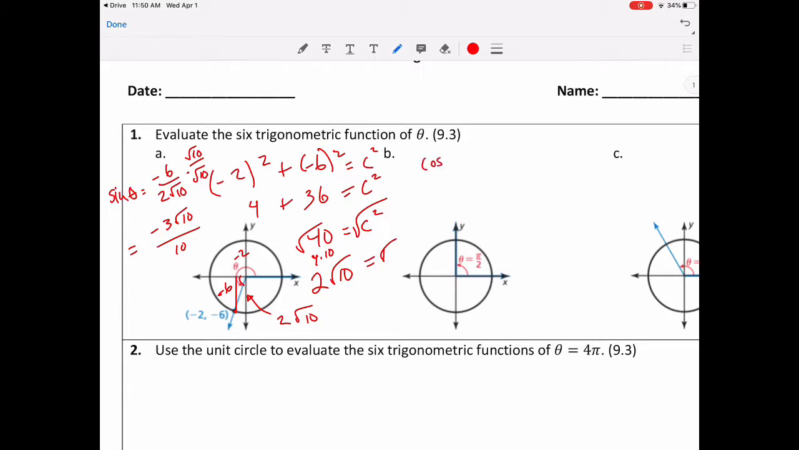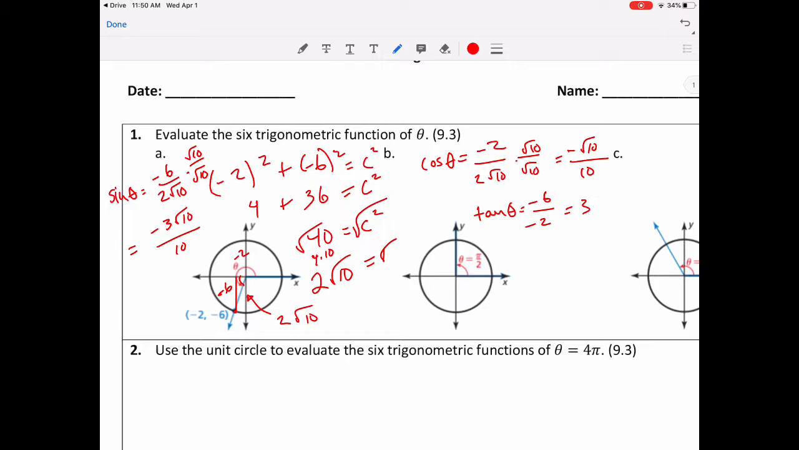Okay, cosine. Adjacent. -2 over 2 root 10. Rationalize. The 2's cancel, and that would be -root 10 over 10. Tangent. Opposite over adjacent. -6 over -2, which is +3.